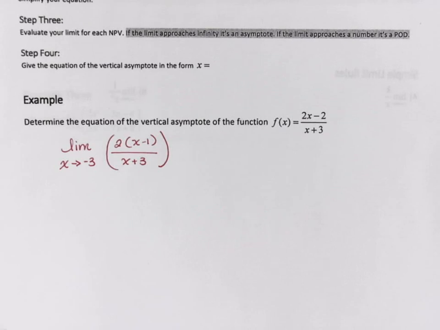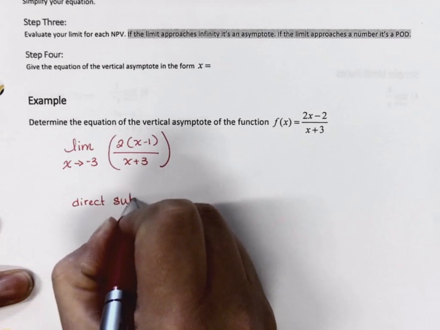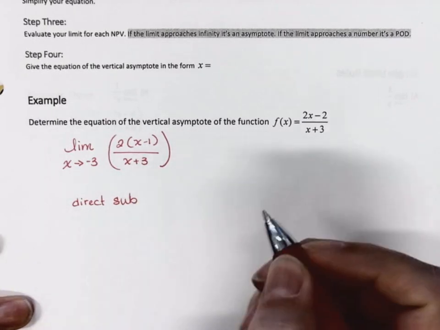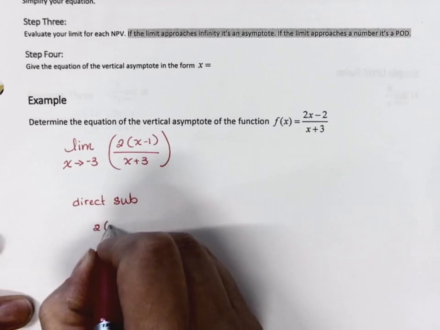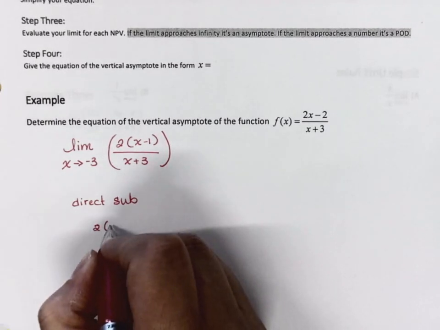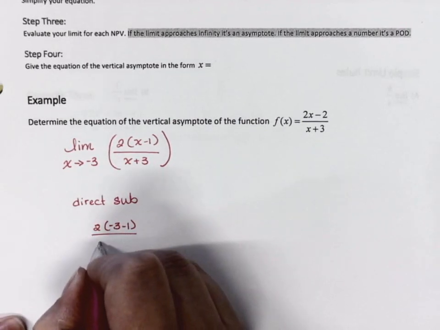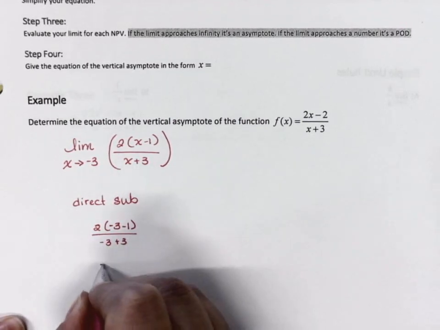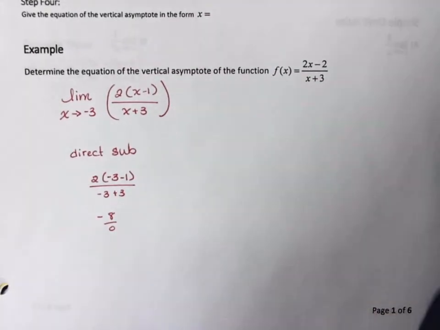So if I were to do a direct substitution in here, what would I get? Right, so if we do direct substitution, we're going to have 2 times... So that's undefined. That's not indeterminate.